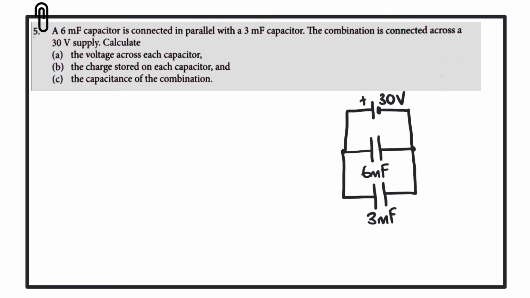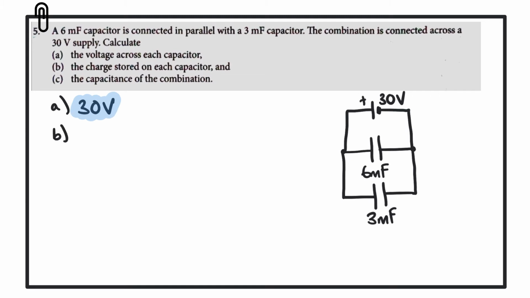So part A of the question is asking what is the voltage across each capacitor? Well, actually we don't need to do any calculations here. What we need to make use of is what do we know about how voltage behaves in series and in parallel. In parallel we know that the voltage is always the same. So across both of those capacitors, the voltage is 30 volts each.